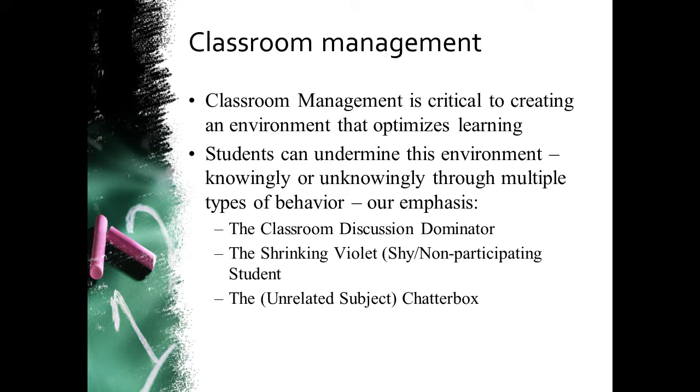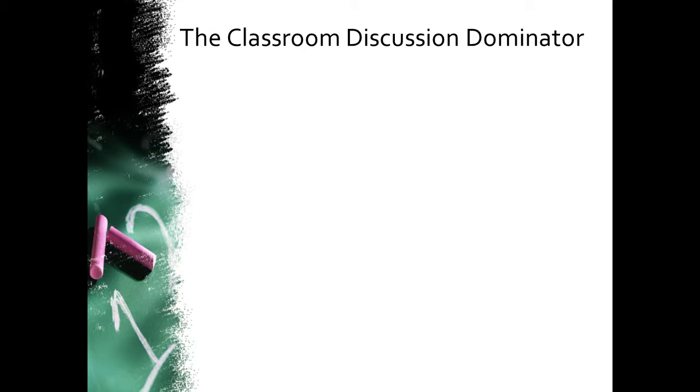The first is a classroom discussion dominator. The second is called the shrinking violet, which is a shy or non-participating student. And the third is the unrelated subject chatterbox. First is the classroom.